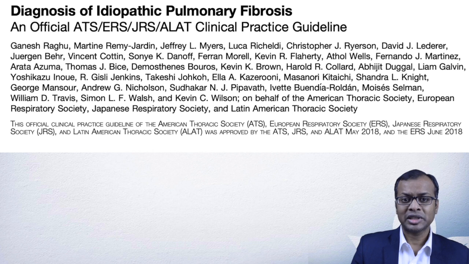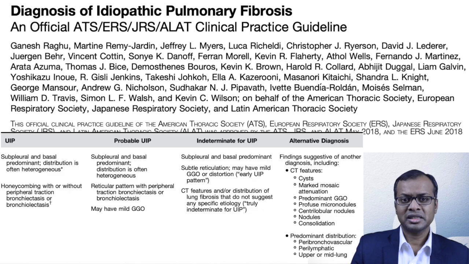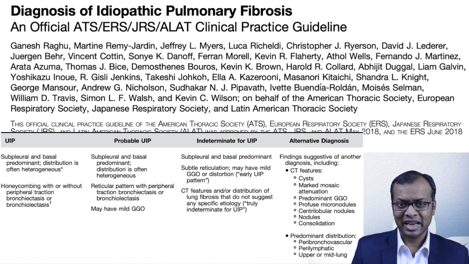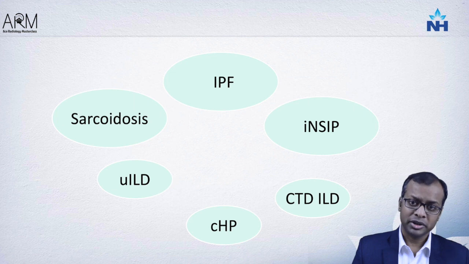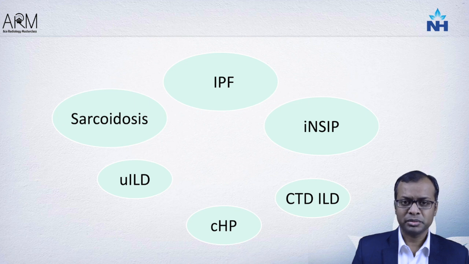2018 when we got another statement which specifically looked at the diagnosis and classification of patients with idiopathic pulmonary fibrosis. This classification basically considered that if you are seeing a CT scan, every time think, can this patient have IPF or idiopathic pulmonary fibrosis. When you look at the common interstitial lung disease that you come across in your clinical practice, it will vary from one person to the other. It will vary from one city to the other, as well as from one hospital to the other.